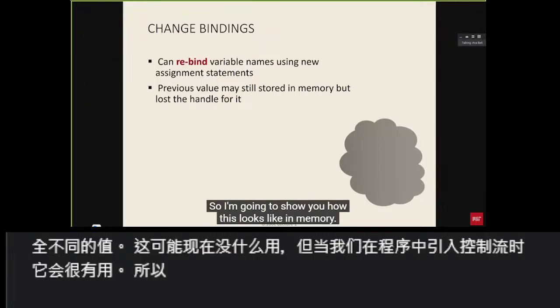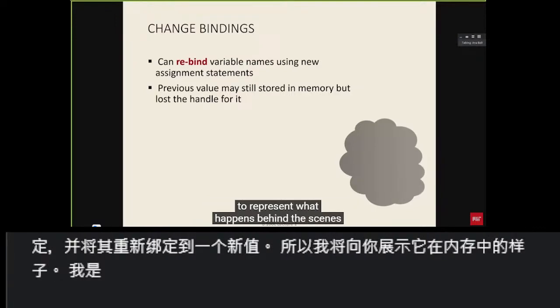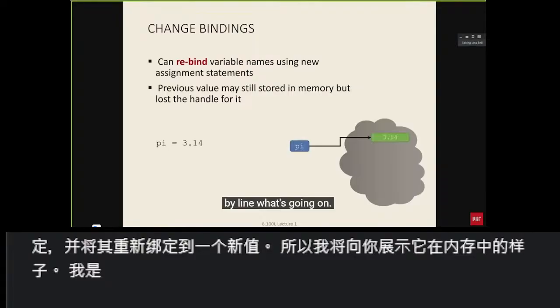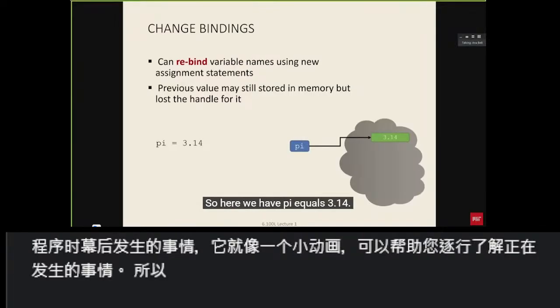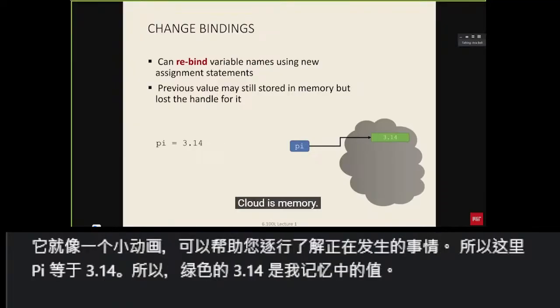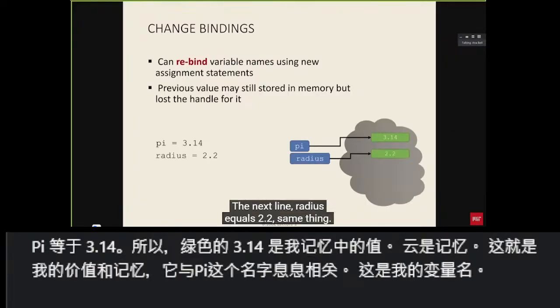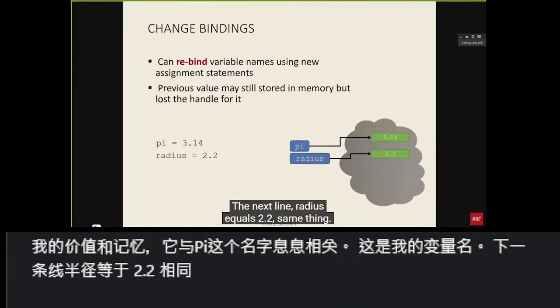So I'm going to show you what this looks like in memory. I'm going to use this cloud picture to represent what happens behind the scenes whenever we write programs, and it's like a little animation to help you understand line by line what's going on. So here we have pi equals 3.14. The green 3.14 is my value in memory. Cloud is memory. That's my value in memory, and it's bound to this name pi. So this is my variable name. The next line, radius equals 2.2, same thing. I've got 2.2 as my value in memory, my object, and radius is the name for that object.